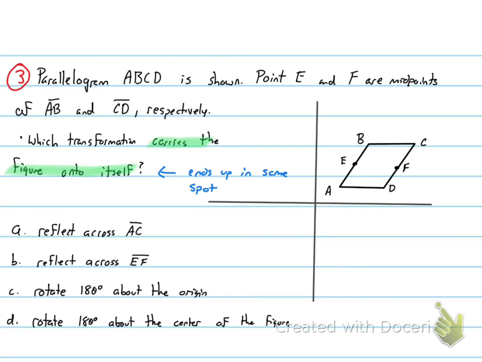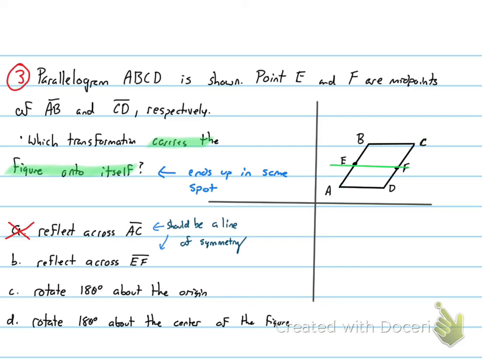Option A, I reflect across the line AC. Option B, I reflect across the line EF. If I'm doing a reflection, that reflection line should be a perfect line of symmetry. So let's check AC first. While this might look symmetrical, remember that this is a parallelogram, so it's kind of like a diagonal rectangle. Well, this cuts it in half. If I fold over, and we're going to look at an example in class with paper, this would not be a line of symmetry. If I folded this over, this wouldn't end up perfectly onto one another. So reflecting across AC wouldn't work.